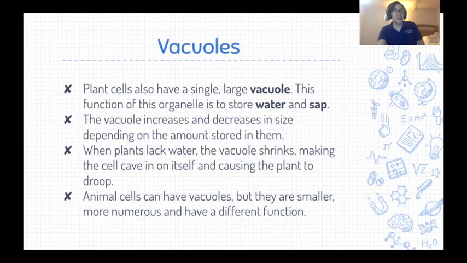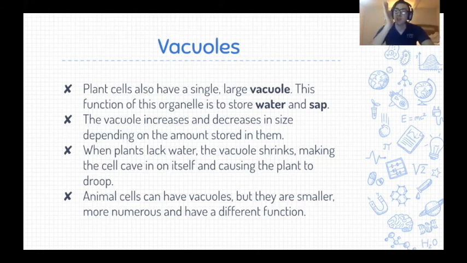Now, another thing that's very important in plant cells that distinguish them from animal cells are the vacuoles. Plants have a single large vacuole in the center of them, whose main function is to store water and sap. The vacuole increases or decreases in size depending on the amount of water stored in them. Okay, so remember that. Whenever a plant needs water, it's very common for these vacuoles to shrink and it will make your flower or your plant droop.